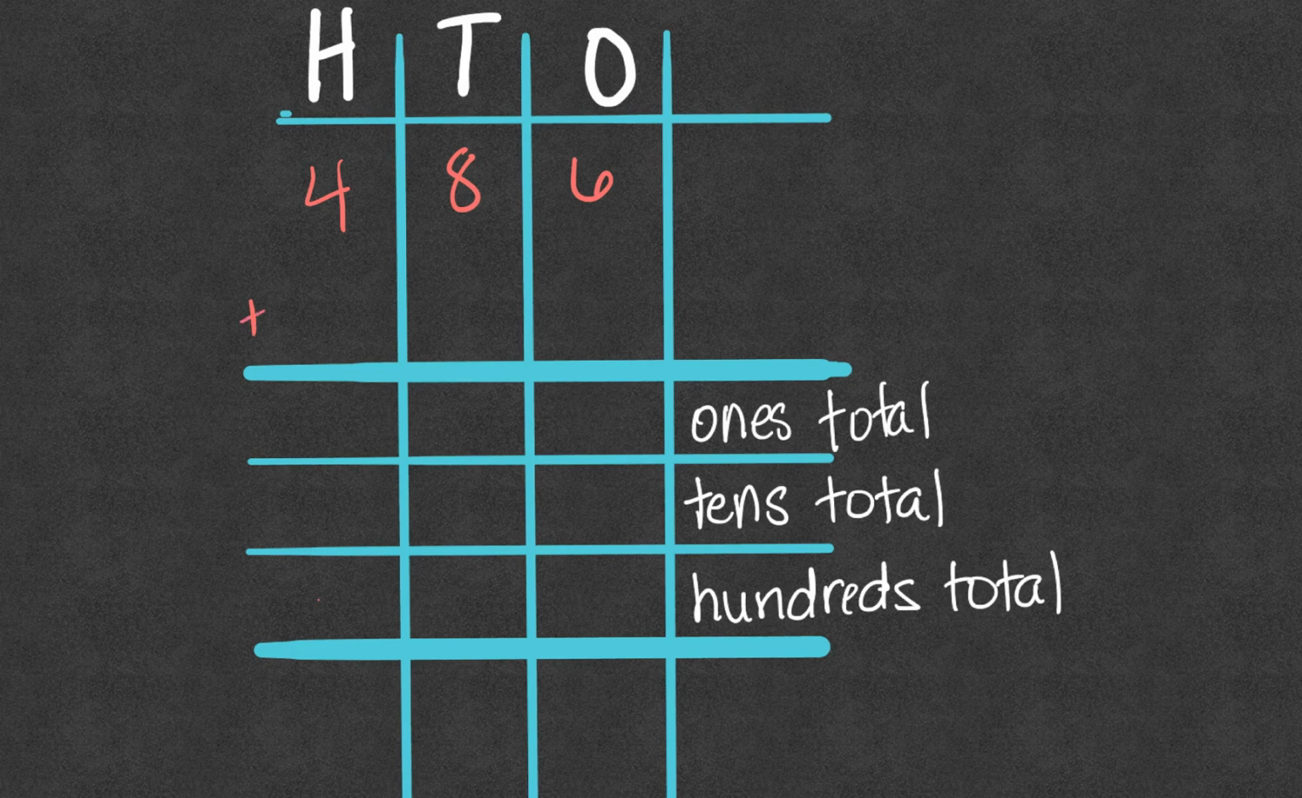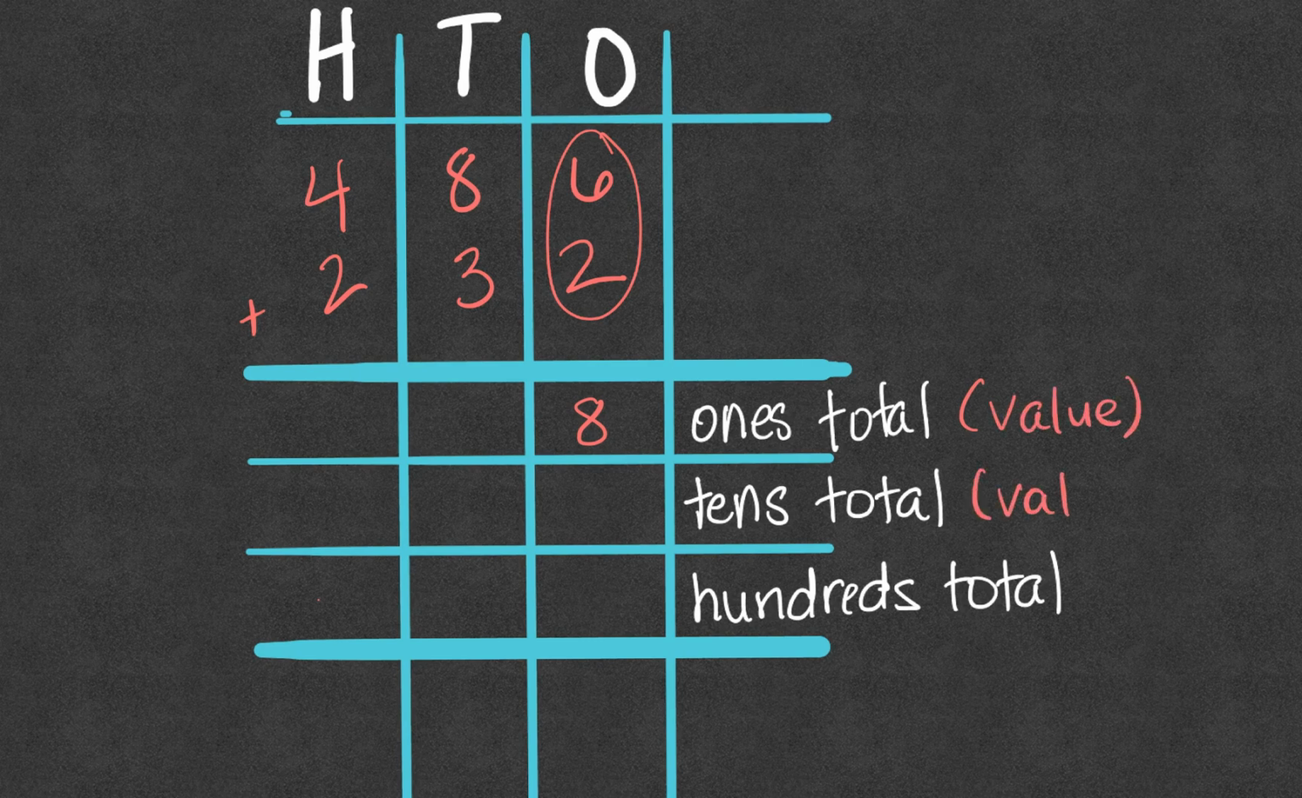So we have 486 plus 232. So in this situation, we're going to start again with our ones. So I'm going to add the 6 and 2, and I'm going to put that 8 down here on our ones total line. Now, one thing to keep in mind, when we're talking about the total ones, the total of tens, the total of hundreds, we're talking about the total value, not just how many groups we have.